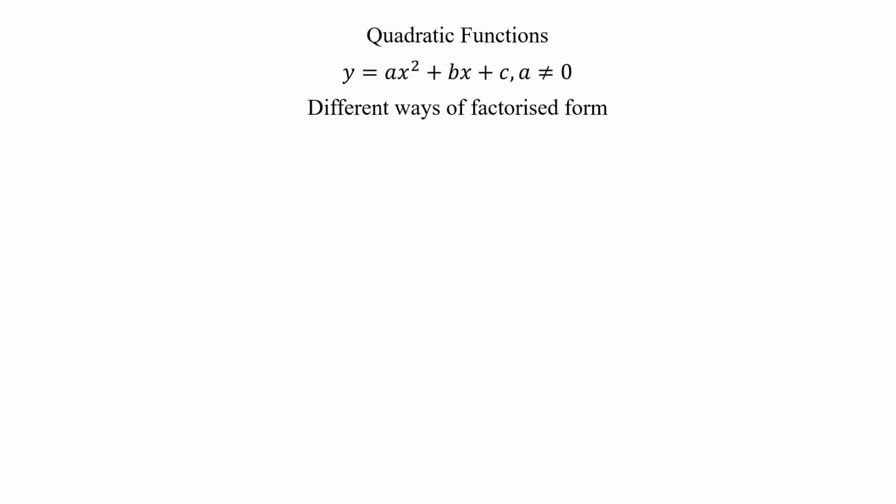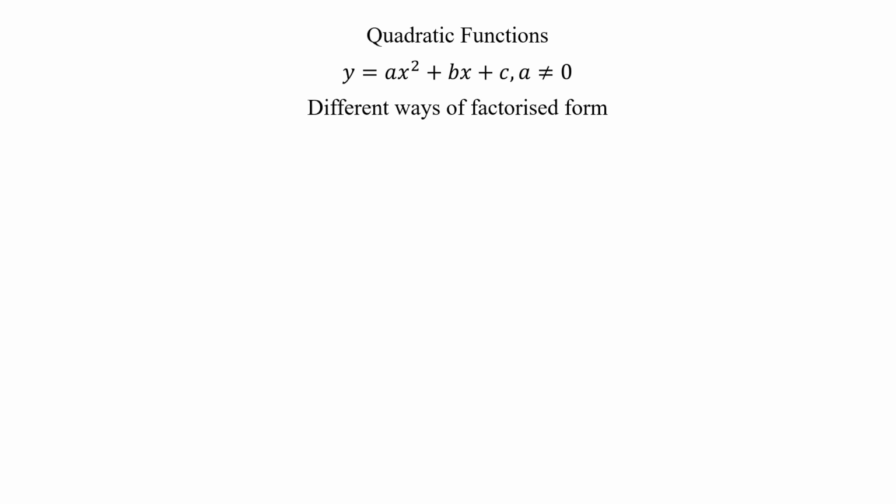Do you know why a is not equal to 0? To answer the question, let's suppose a is equal to 0. If a is equal to 0, what do you end up with? Yes, you end up with y equals bx plus c. And would that be a quadratic function anymore? Oh no, that is a linear function, right? So therefore, for quadratic functions to be valid, a cannot be 0.